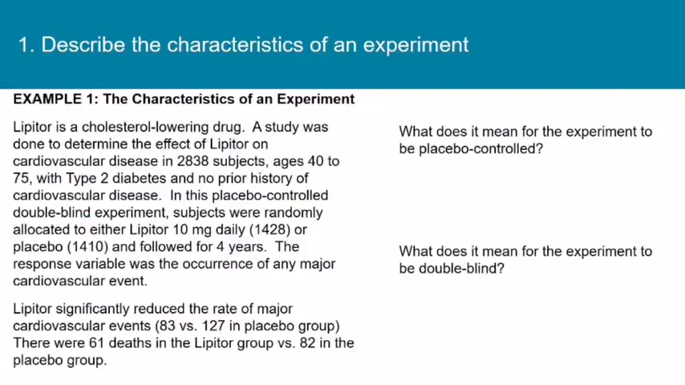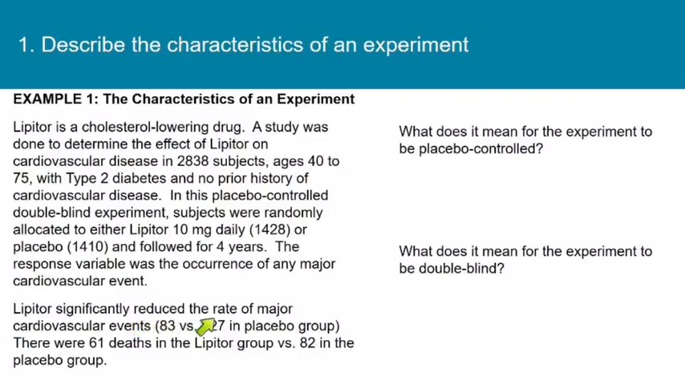Okay, let's look at an example together. Lipitor is a cholesterol-lowering drug. A study was done to determine the effect of Lipitor on cardiovascular disease in 2,838 subjects, ages 40 to 75, with type 2 diabetes and no prior history of cardiovascular disease. In this placebo-controlled, double-blind experiment, subjects were randomly allocated to either the Lipitor 10 milligrams daily or placebo group and followed for 4 years. The response variable was the occurrence of any major cardiovascular event.